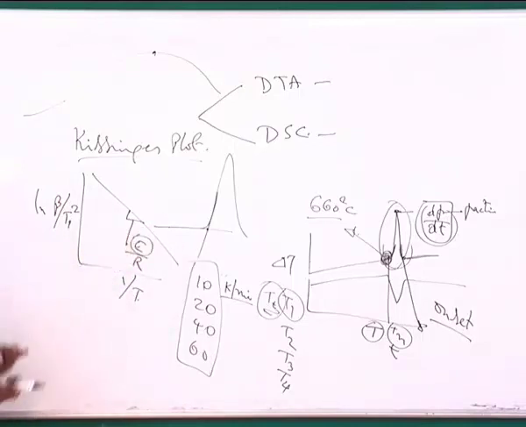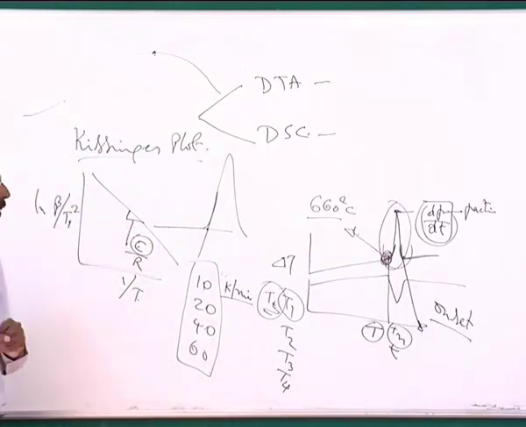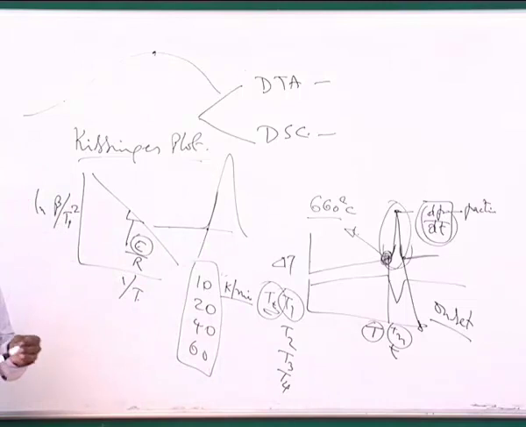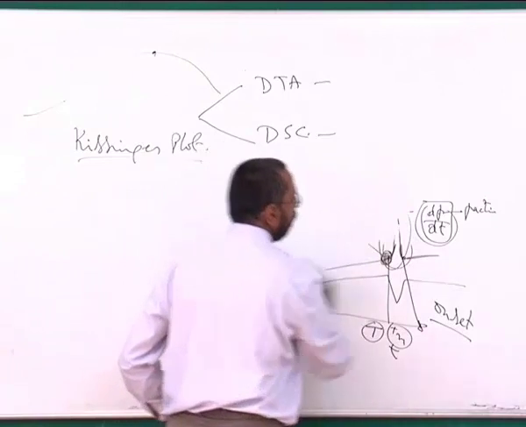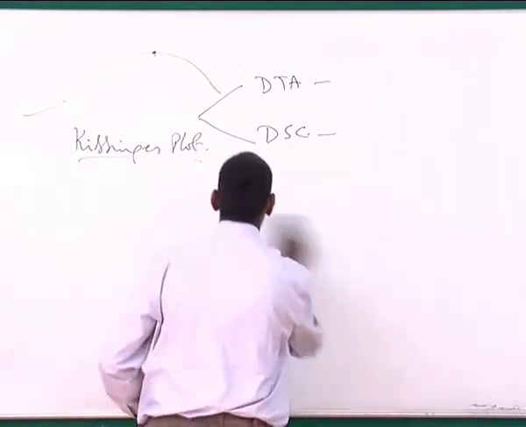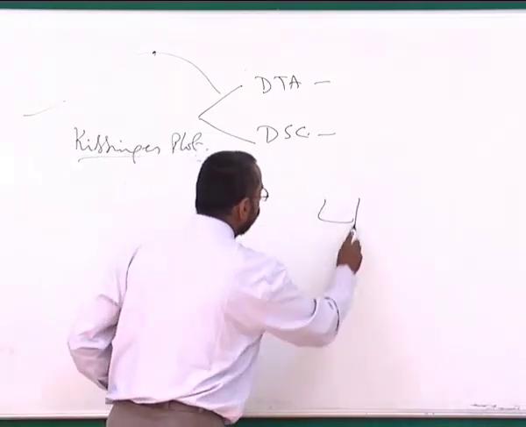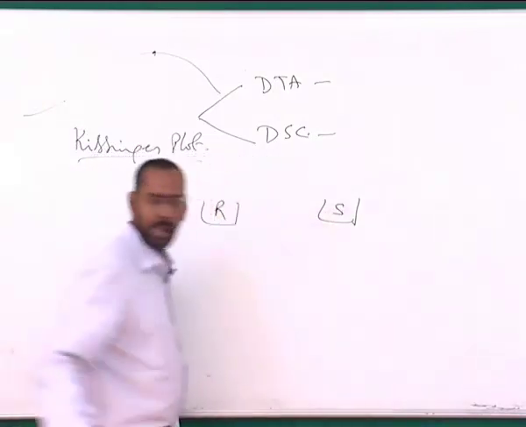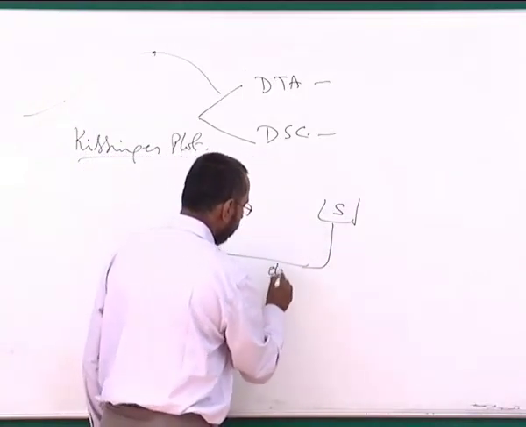So people can not only find out the transformation temperature, but also the kinetics of the transformation, such as the activation energy, by using these kinds of Kissinger plots. So this is a technique which we call DTA, and the other technique is called DSC, where the principle is slightly different, though it is similar in the sense that you use two sample holders, one reference and one your sample, and again heat both of them at a particular rate, dT by dt.